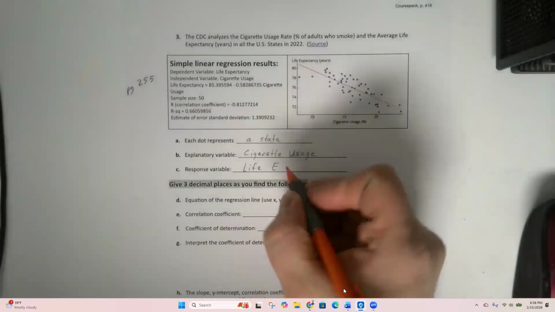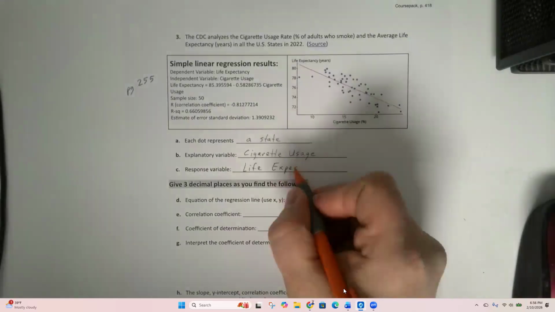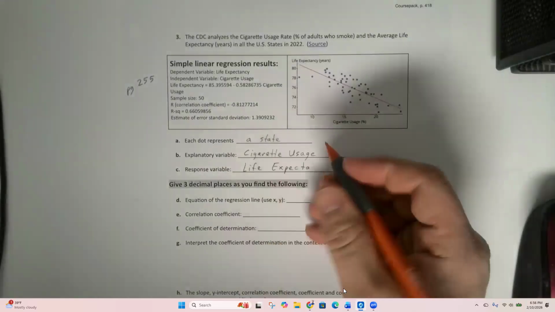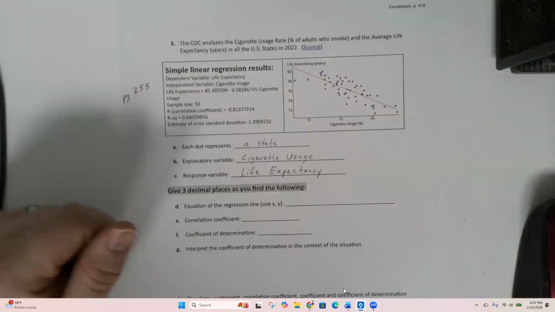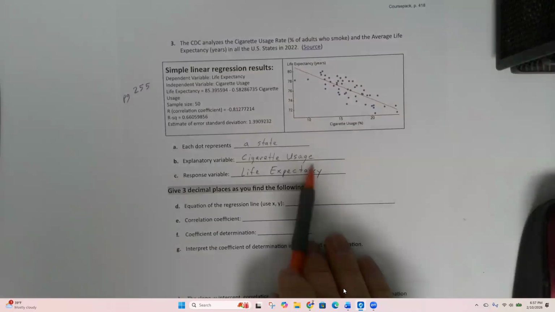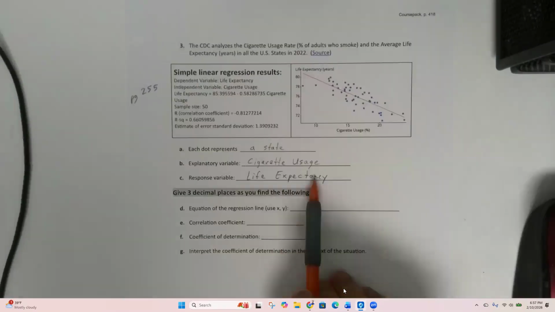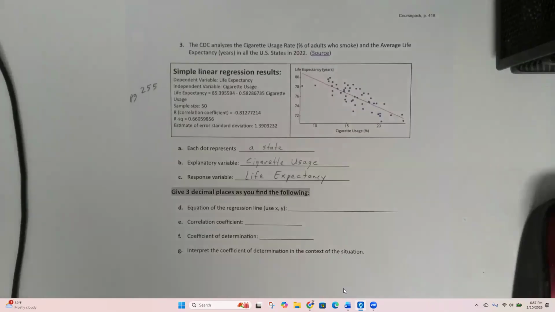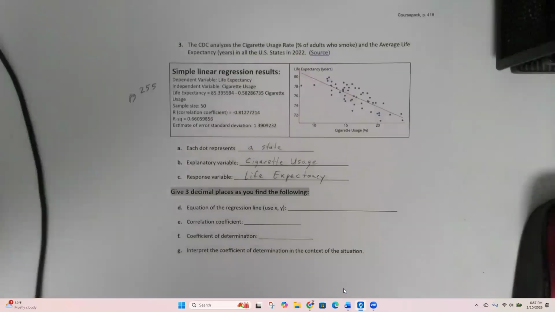Can a state decide when people die or not? I mean, not really. You can indirectly affect that by reducing cigarette usage or by increasing healthcare, things like that. But that's not direct control. You are indirectly adjusting that. Okay, so that's your dependent variable. Okay. All right.